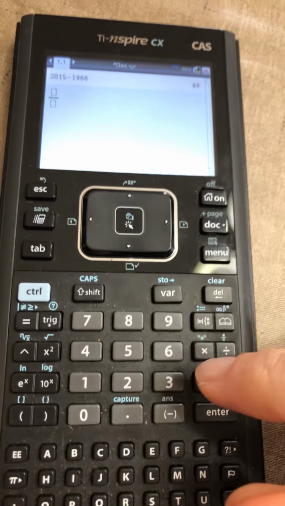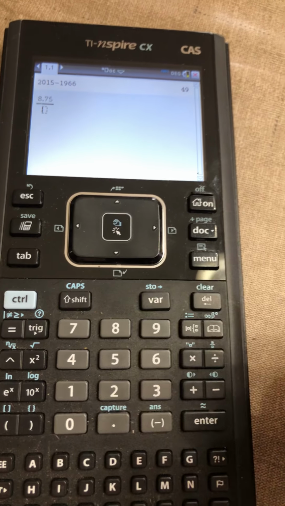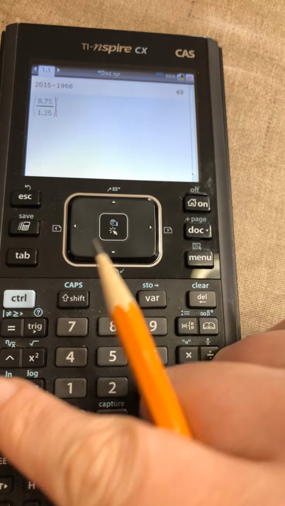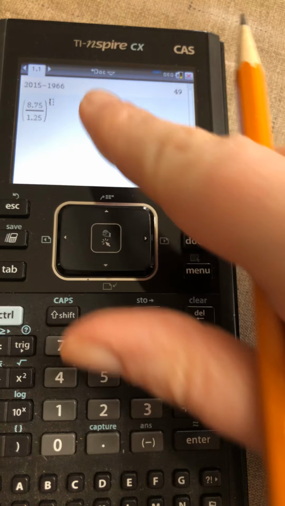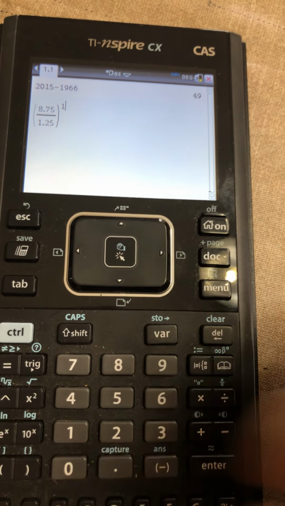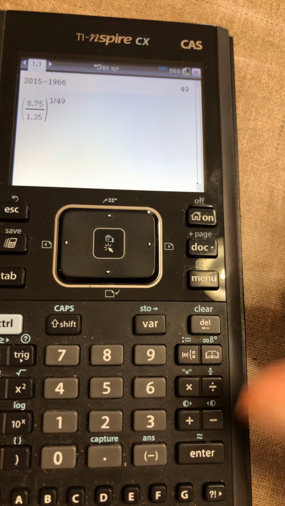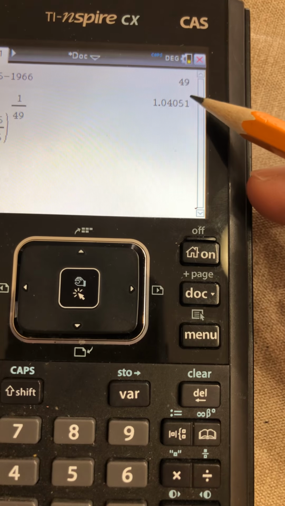So when I type that into my calculator, okay, 875 was the most recent price. $1.25 was the earliest price I knew. And I want to know in the exponent, what's the value of 1 year of growth when they gave me 49 years? There you go, 1.04051.